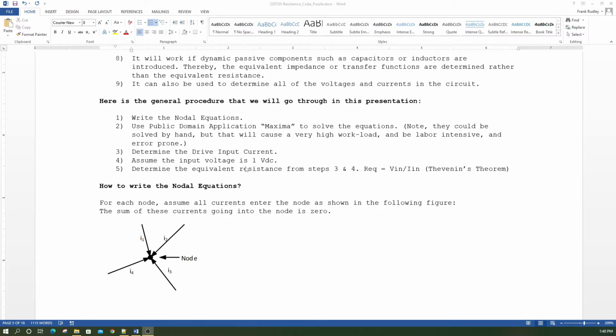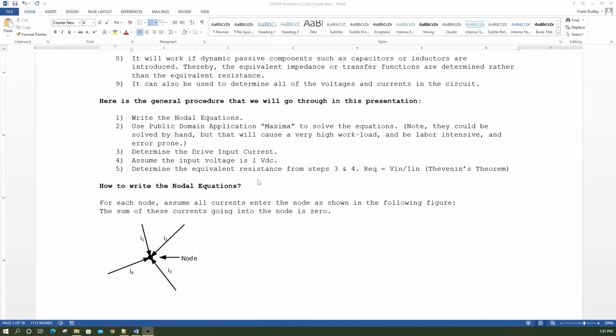So step 4, assume the input voltage of the voltmeter was 1 volt DC. It's kind of arbitrary. You can pick whatever you want. It could be 10 volts, 100 volts, 1,000 volts, but 1 is a nice number to work with. So determine the equivalent resistance from steps 3 and 4. The equivalent resistance is the voltage in, that's this 1 volt, over the input current. I believe this is considered like Thevenin's theorem, where you could take a complicated network like this and simplify it down to an equivalent resistance.